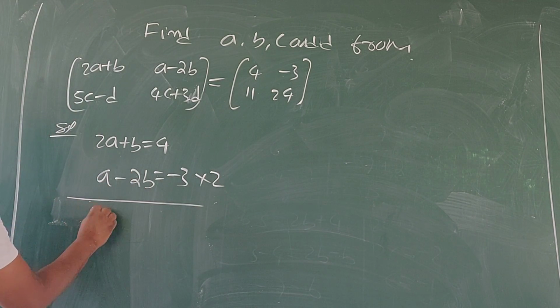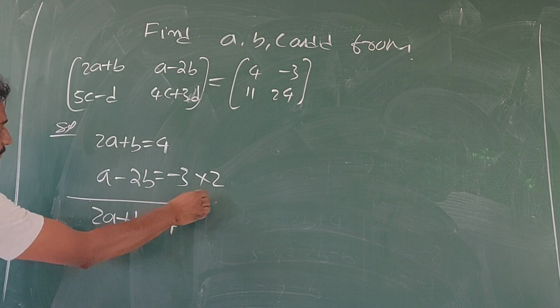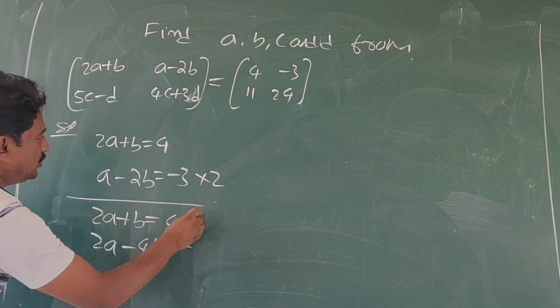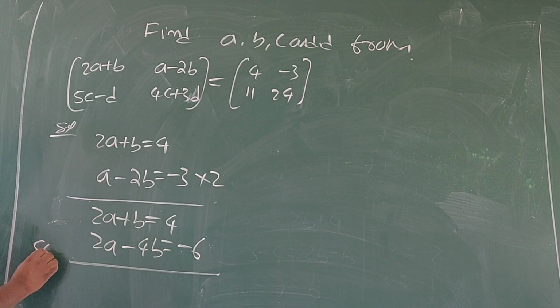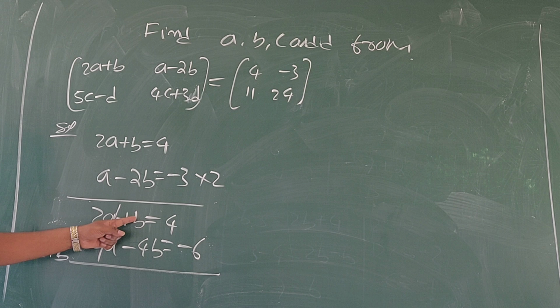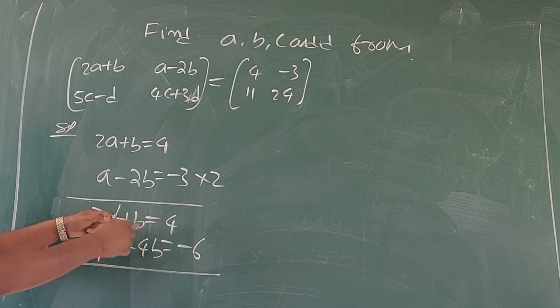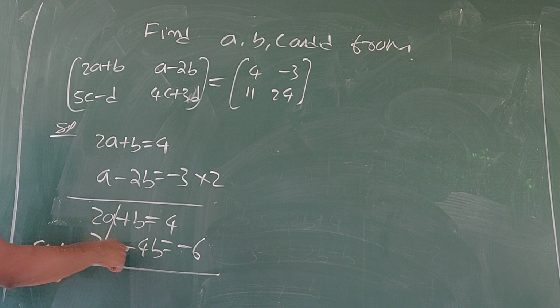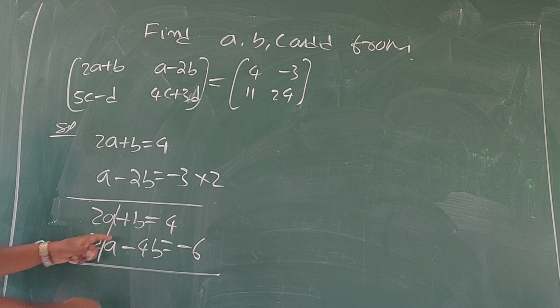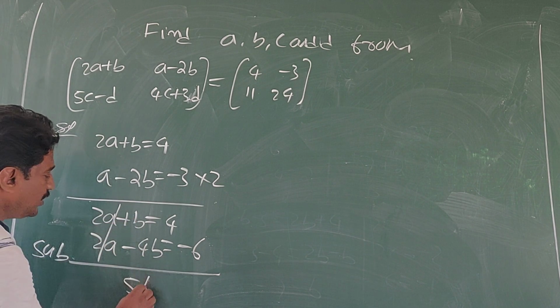Multiply by 2. So 2A plus B is equal to 4. 2 into A, 2A minus 4B is equal to 36. Subtract. Subtracting, 2A becomes 0 because 2A minus 2A is 0. For B, while subtracting we use one minus. That minus and this minus becomes plus. Minus into minus is plus. B plus 4B is 5B.